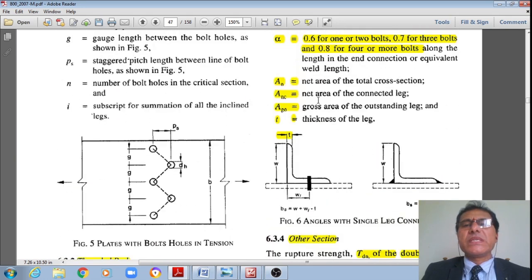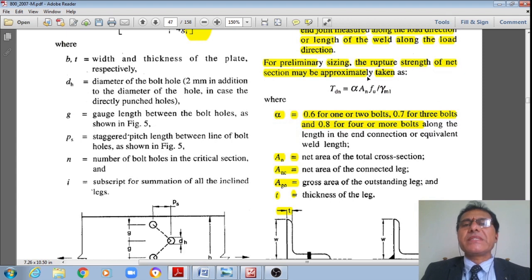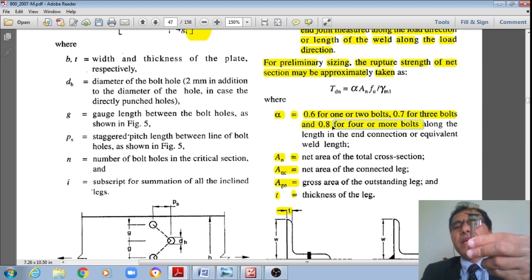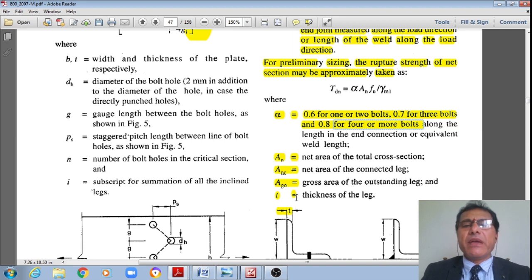Now, for single angles, for preliminary sizing, the rupture strength of the net section TDN is equal to alpha AN FU divided by gamma M1, where alpha, let us say, I am assuming to start with that I will be requiring 4 or more bolts. I am just assuming because the load is already 450 kilonewton. Therefore, I predict that I require more than 4 bolts. Therefore, alpha is equal to 0.8. So TDN is equal to 0.8 AN FU divided by gamma M1.